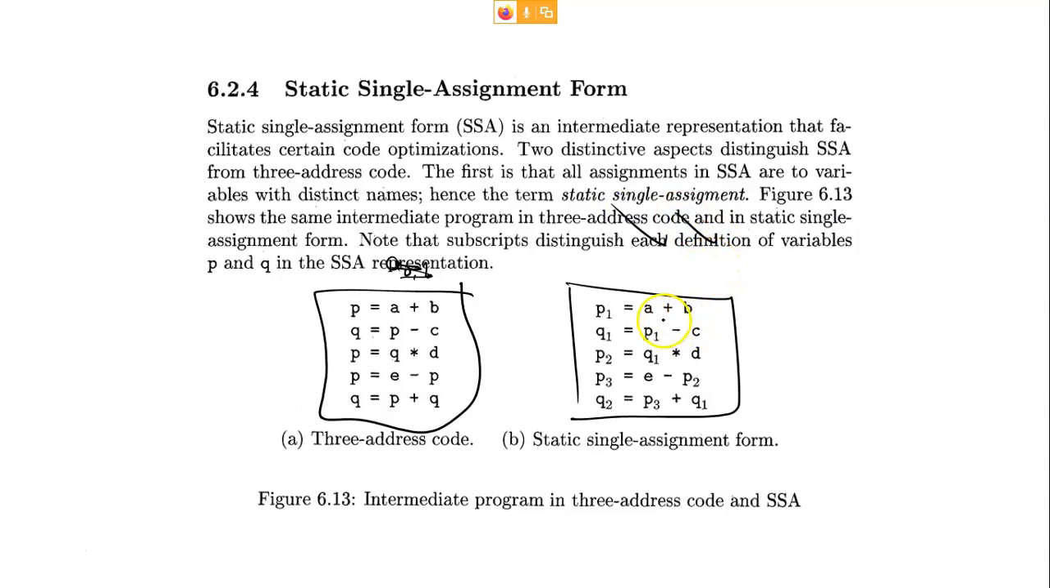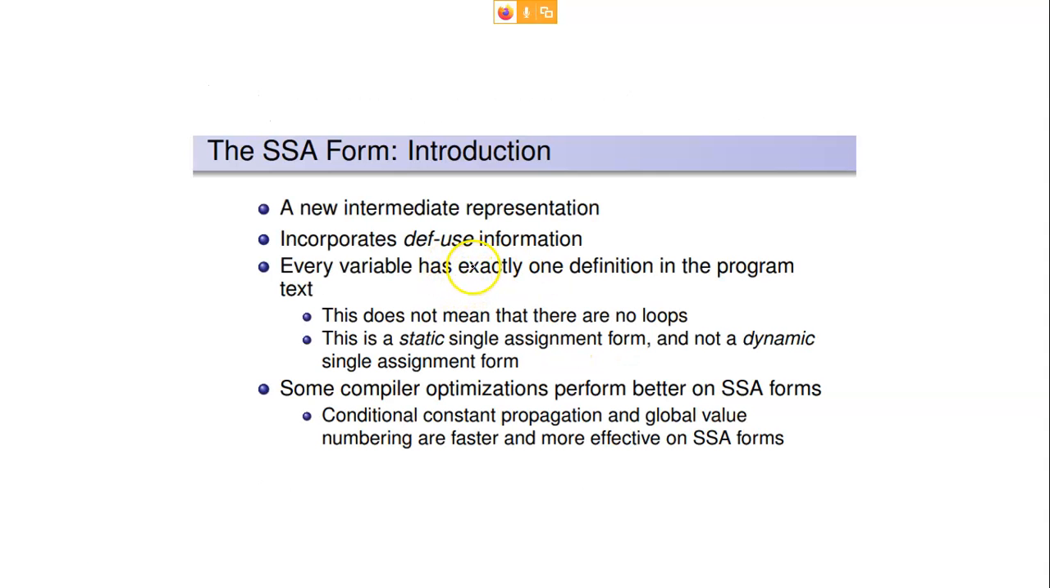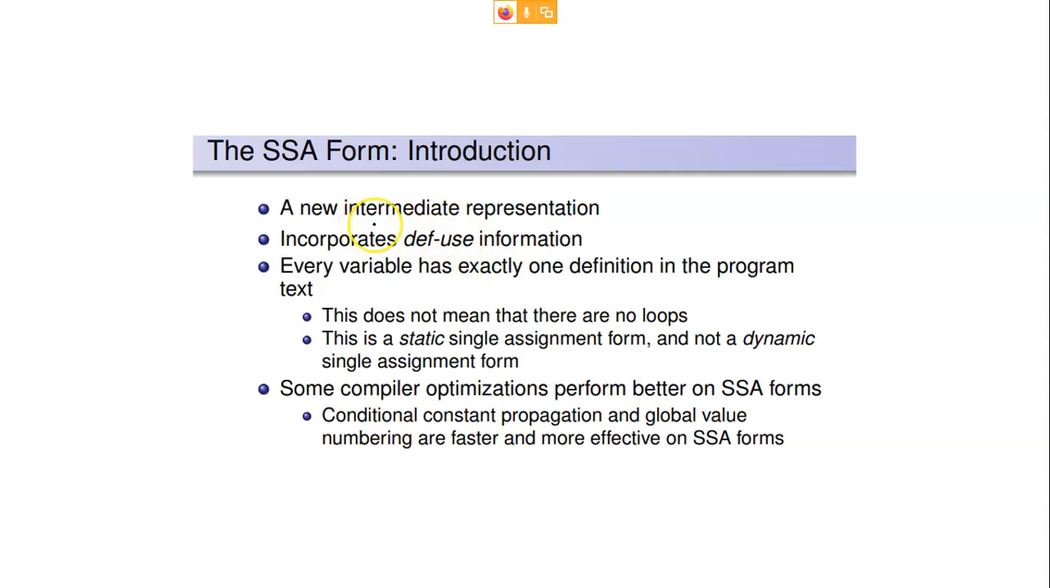Okay, so now what you do, so like this, when you reuse this P, then you can give it P2. When you reuse this P, then you can give it P3. Okay, so this is how you can convert 3 address code into SSA. Let's take some more complicated examples. Before that, let's see some theoretical points.